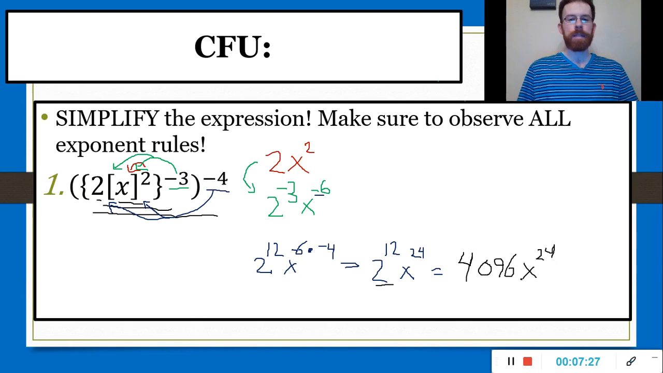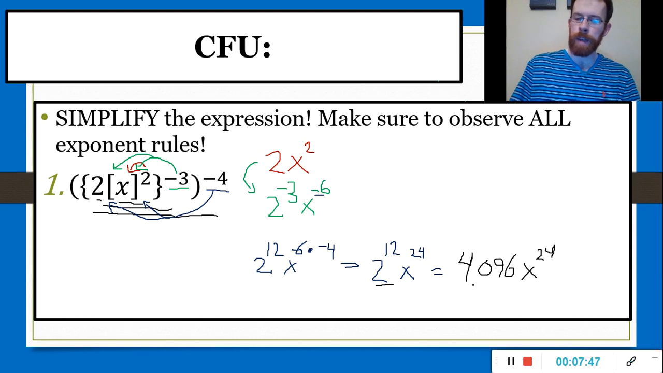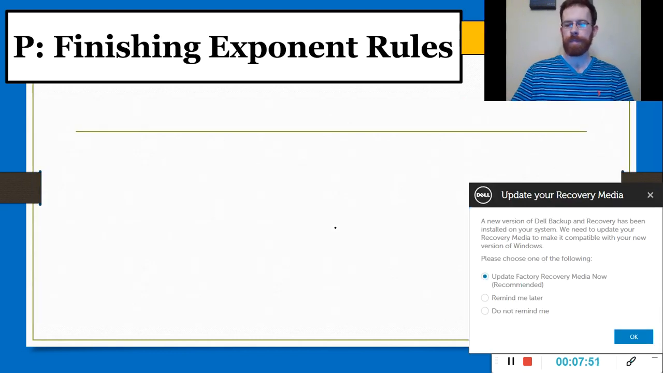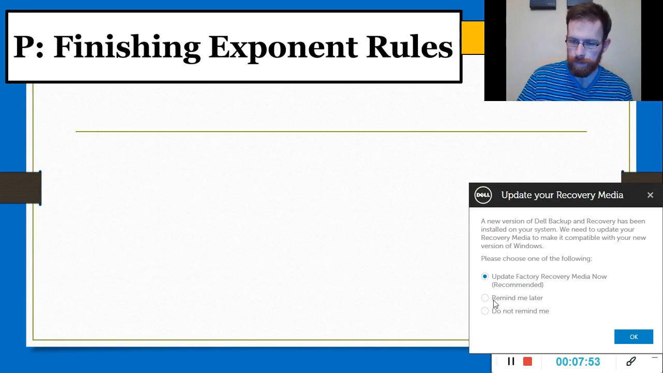Now, ladies and gentlemen, that's gone from 2, 4, 8, 16, 32, 64, 128, 256, 512, 1024, 2048, and 4096. So yes, 2 to the 12th power should be 4096. Now, let me get this out of the way.